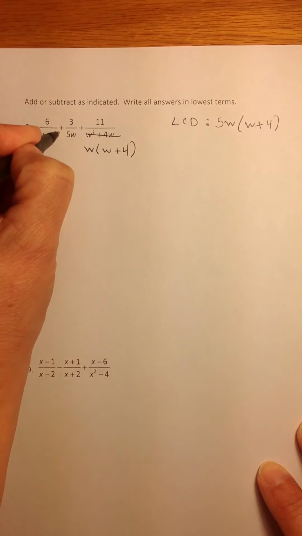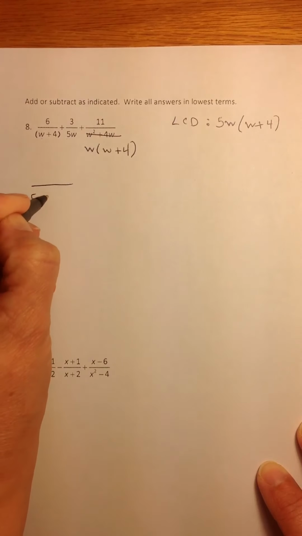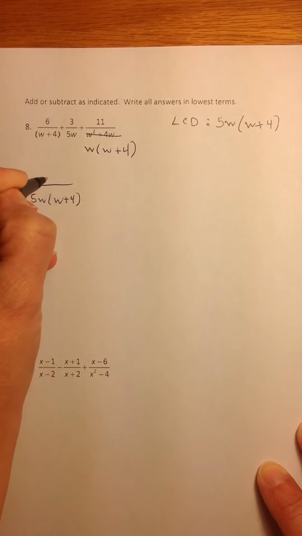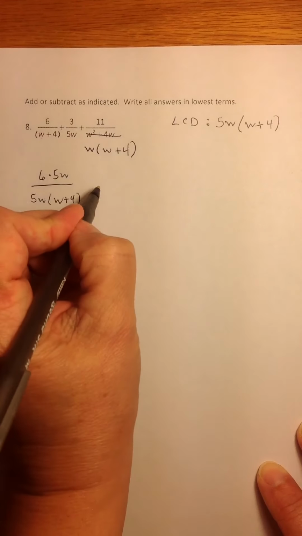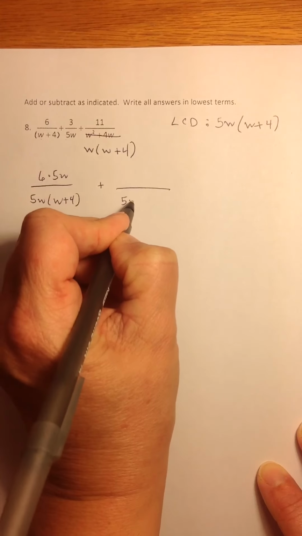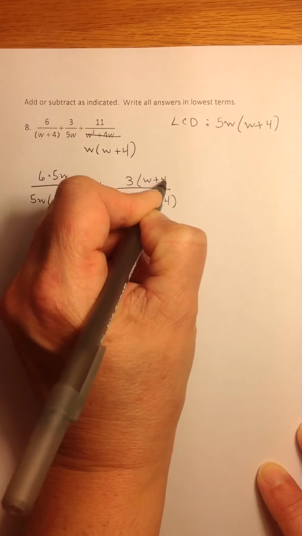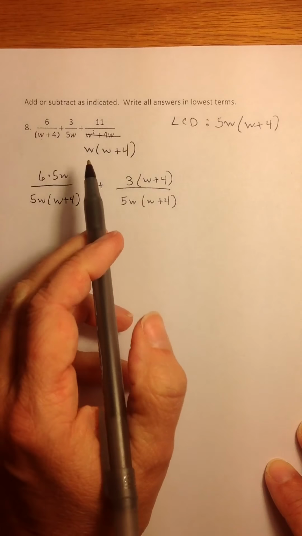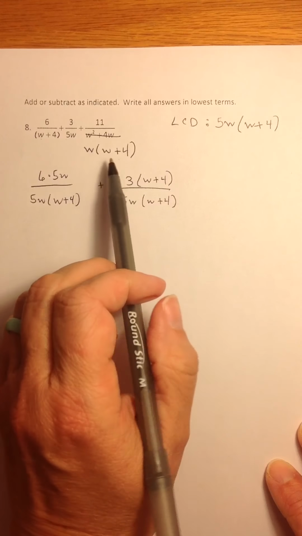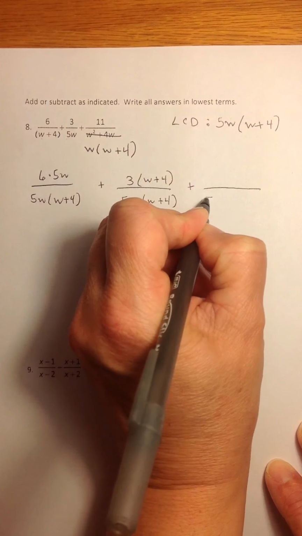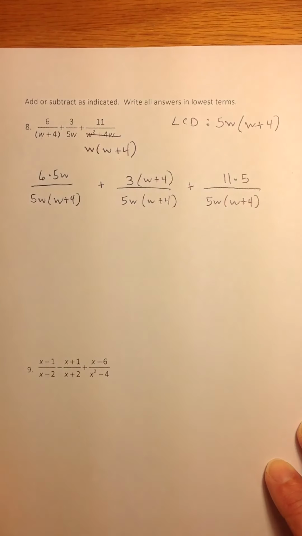This already has w plus 4. It's missing 5w. So if I put that 5w in the bottom, I must also take 6 times 5w, because if I put it in the bottom, I must put it in the top. This one has 5w, needs w plus 4. So I'm going to take 3 times w plus 4. The third one has the w, and it has the w plus 4. It's missing 5. So I'm going to say 5w times w plus 4, and I'm going to take 11 times 5.